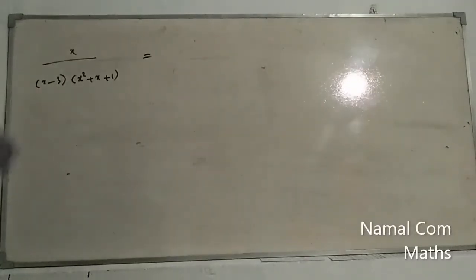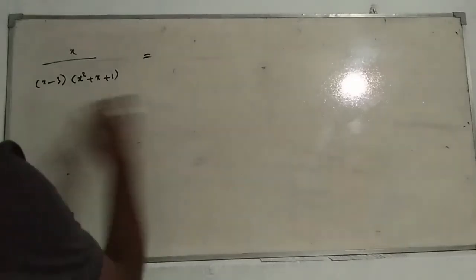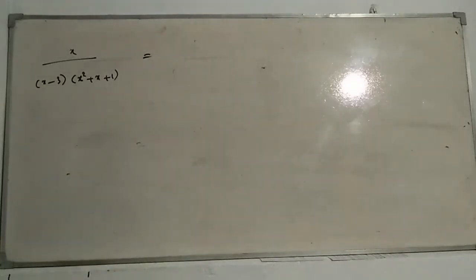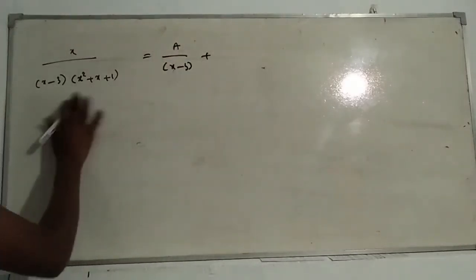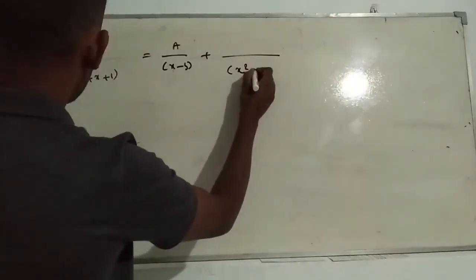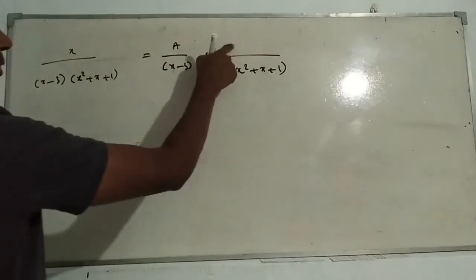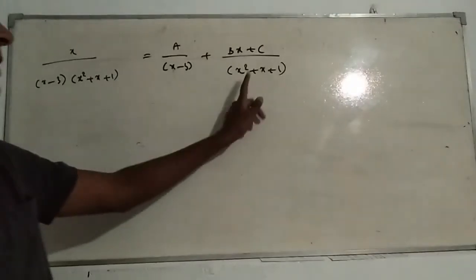Okay, let's move to our final question. This is the final partial fraction. If you check the degree of the numerator and denominator, you can see that this is a proper fraction, so we can easily partialize this fraction. We can write a over x minus 3 plus, look at this part, x squared plus x plus 1. You know that we can't factorize this part, so we have to put bx plus c for the numerator because we can't factorize this polynomial.